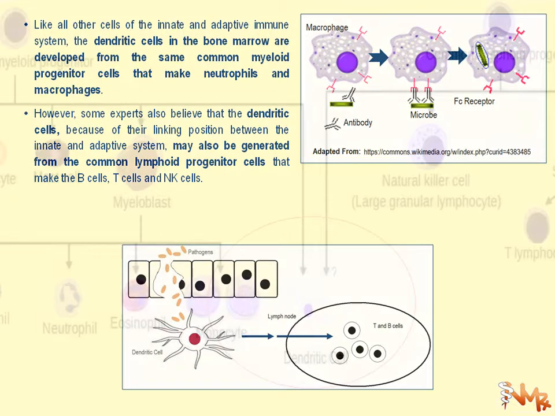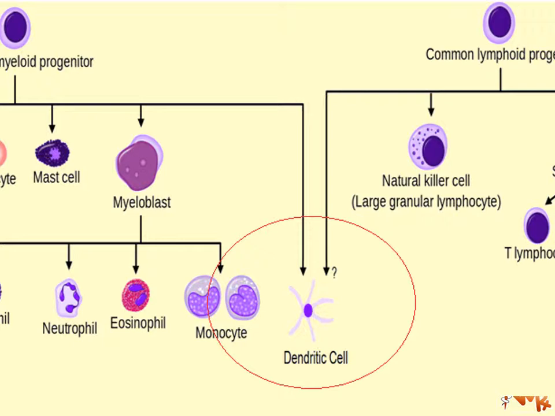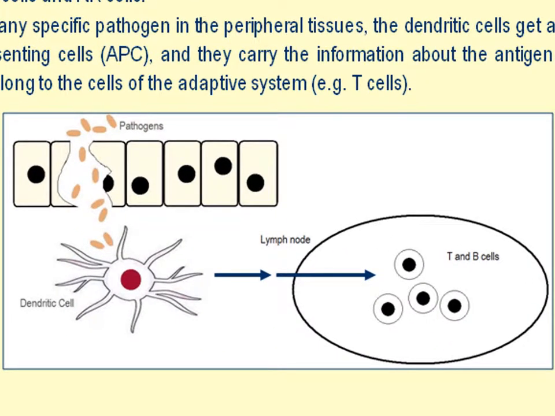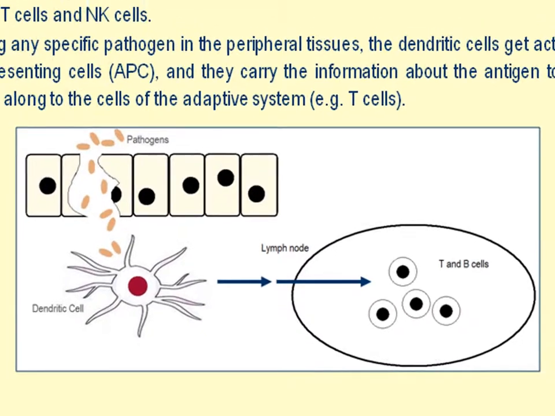The dendritic cells are claimed by some experts to belong to both innate and adaptive systems. After encountering any specific pathogen in the peripheral tissues, the dendritic cells get activated. They turn into potent antigen-presenting cells. They carry the information about the antigen to the nearby lymph nodes and pass it, or if you wish, present it to the cells of the adaptive system, such as T cells. And this is something that I showed in a lower diagram to you.